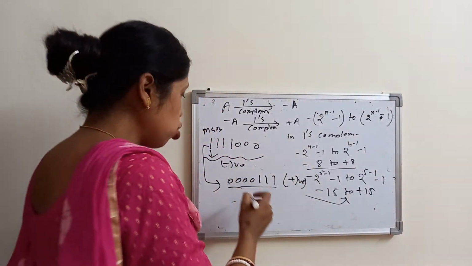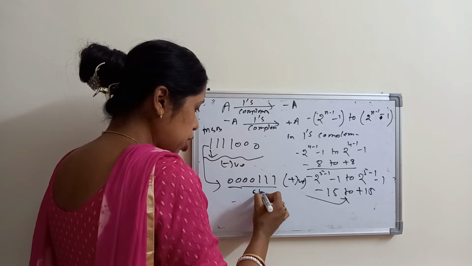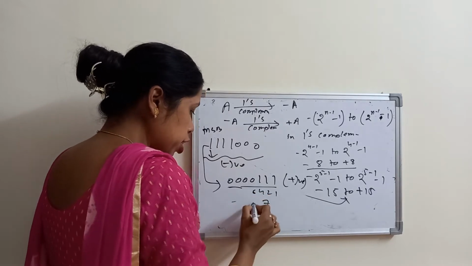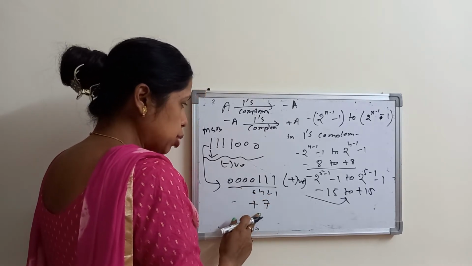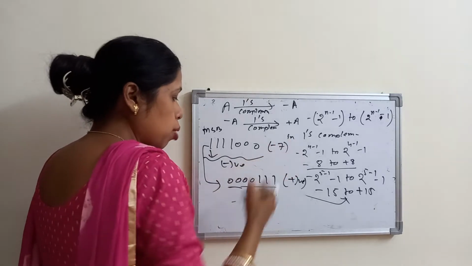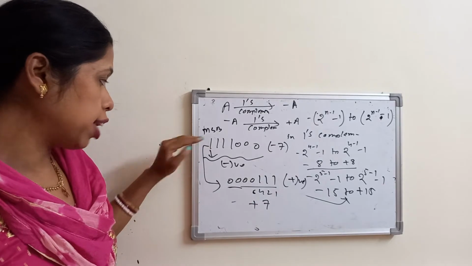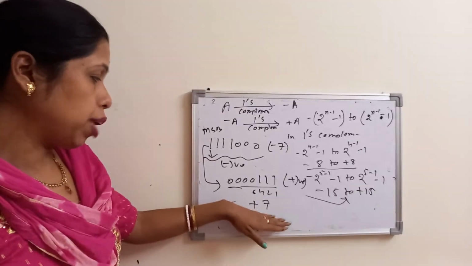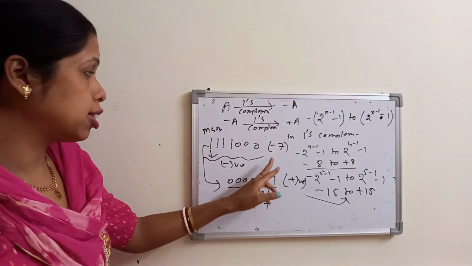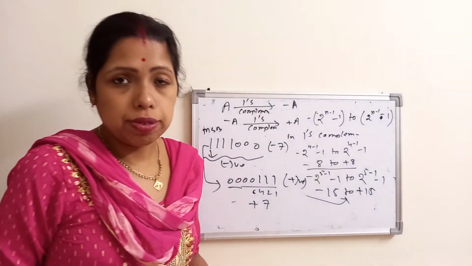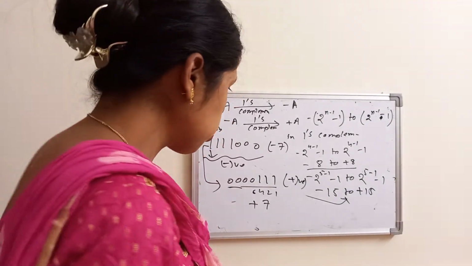The magnitude of this positive number is 7, right? So if this is plus 7, that means the original number is minus 7. Since I told you this was the negative number and this is the positive number, plus 7 means directly I can tell it is minus 7, right?